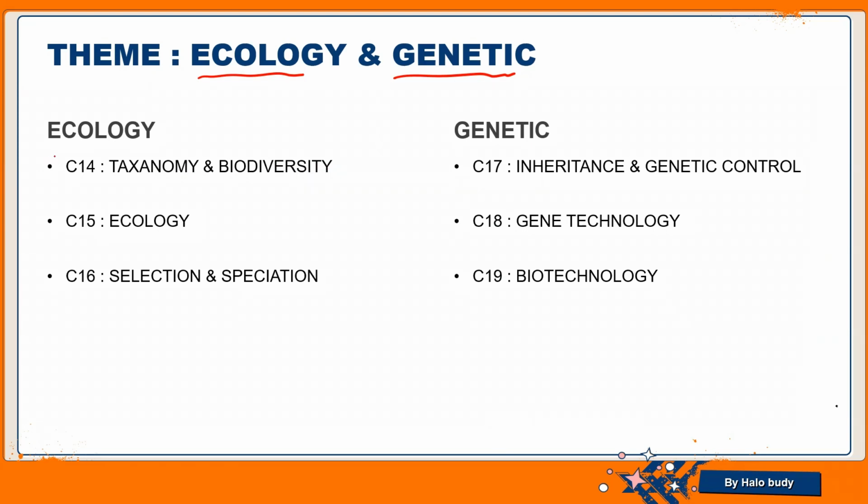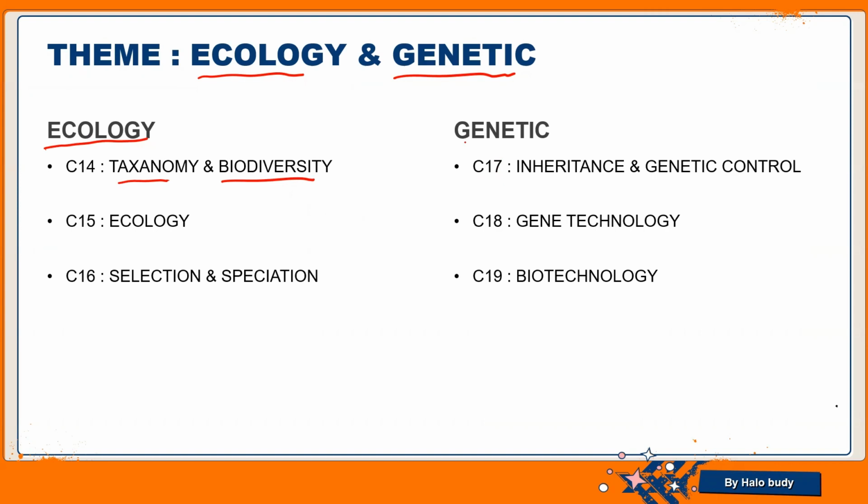In this semester, the ecology part is your first theme and the genetics part is your second theme. So you have to learn ecology first. The first chapter is taxonomy and biodiversity. It seems that you had already learned it in SPM, but in C15 and C16, ecology and selection and speciation, maybe it is new to you. So these are the new things to you.